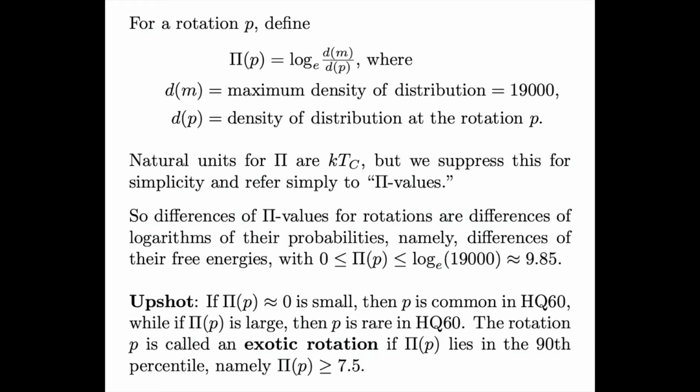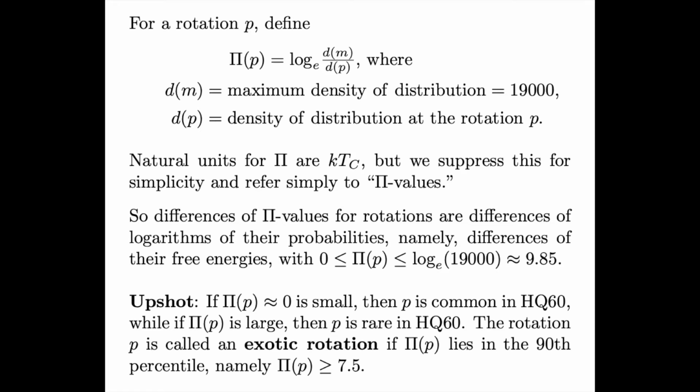HQ60. Specifically, we define pi of p to be the logarithm of d_m over d_p, where d_m is the maximum density, 19,000, over the entire HQ60 distribution, and d_p is the density at the subject rotation p. Notice that the natural units for pi are in terms of 1 kT_c, but for simplicity we shall suppress this in the sequel and refer simply to pi values.